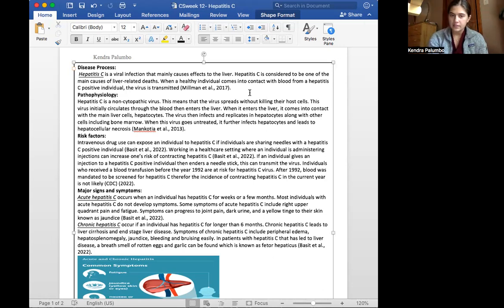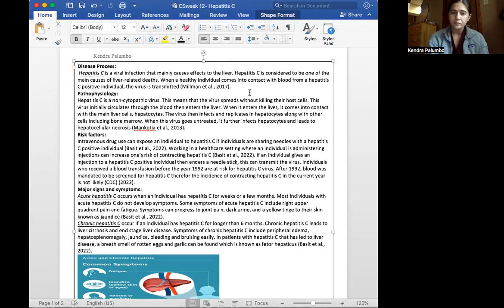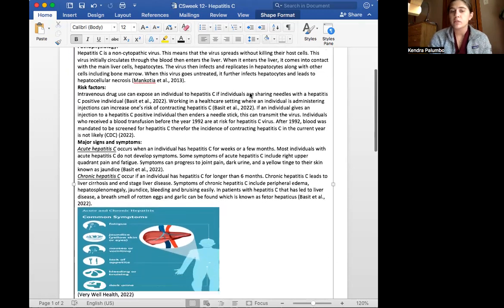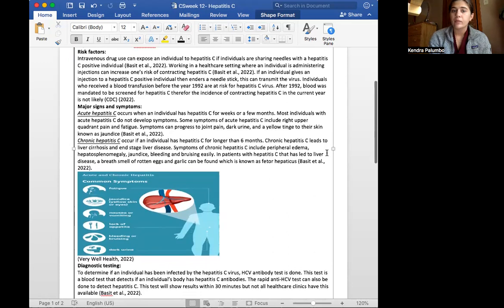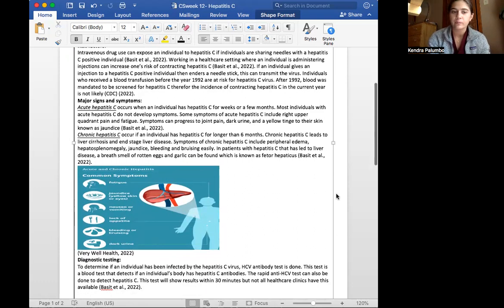So chronic hepatitis C is if an individual has had this for longer than 6 months. This can lead to liver cirrhosis and end-stage liver disease. Symptoms of chronic hepatitis C include peripheral edema, hepatosplenomegaly, jaundice, and bleeding and bruising easily. Also, there is something called fetor hepaticus, which is a breath smell of rotten eggs and garlic. And this is found in individuals who have end-stage liver disease.